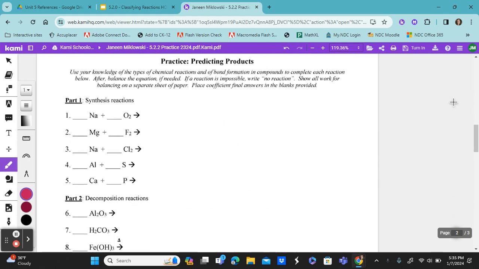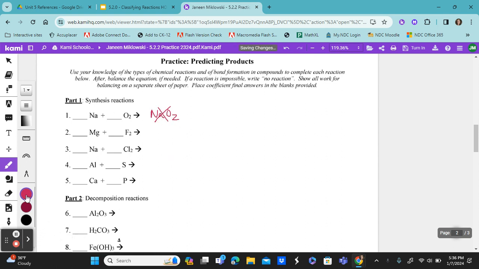All right, now in the second set, it's a little more challenging. But the nice thing is that they're telling you this is synthesis, so you should know what to do. You're going to combine them. So all of these are going to be combined. Now, the part that most people get incorrect is you can't just do this: NaO2, MgF2, NaCl2, etc. That is not the right formula.